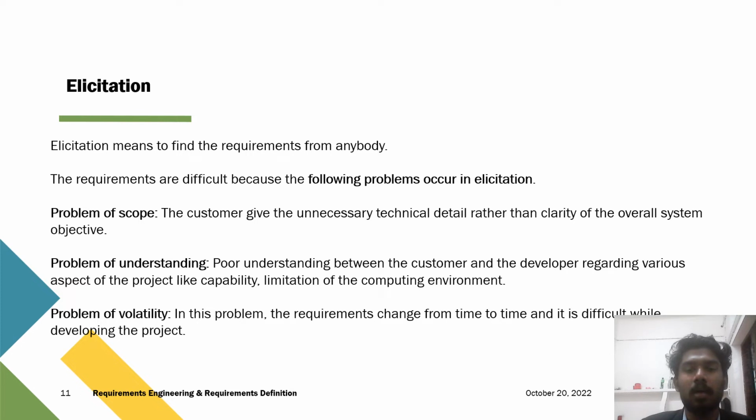The customer gives unnecessary technical details rather than clarifying the overall system objective. And the second thing is the problem of understanding. Poor understanding between the customer and developer regarding various aspects of the project, like capability and limitations of the computing environment. And the next is the problem of volatility. In this problem, the requirements change from time to time, and it is difficult while developing the project.